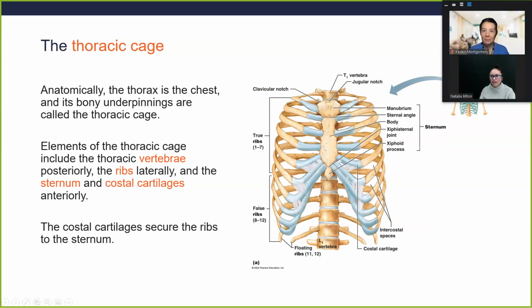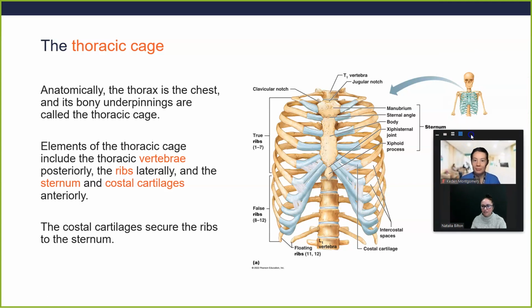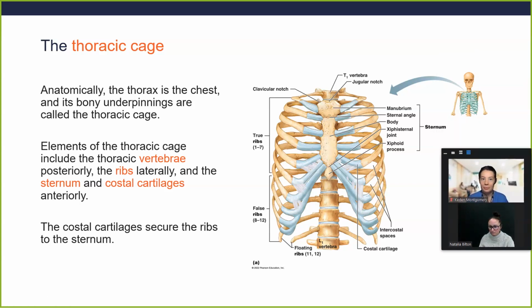Right, let's have a look at the thoracic cage. We're looking at the chest here. Can you see how the thoracic cage is made up of certain components? It's made up of the vertebrae, which is your spinal column, the ribs, the sternum, and then your cartilages. Can you see how the thoracic cage does have a bit of give? It does have a bit of give.